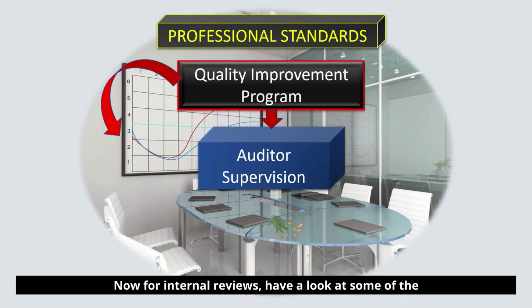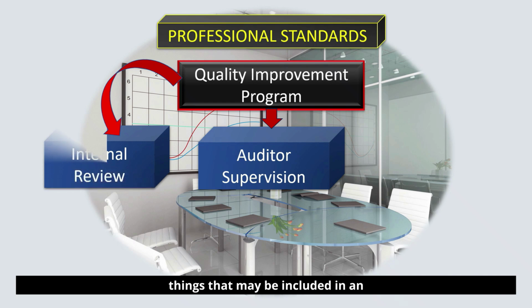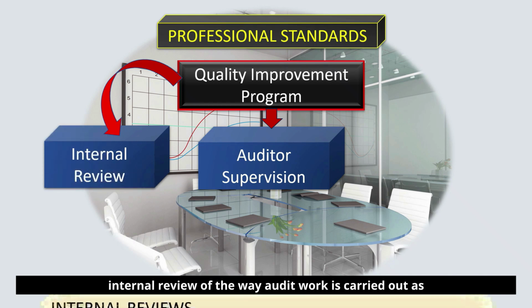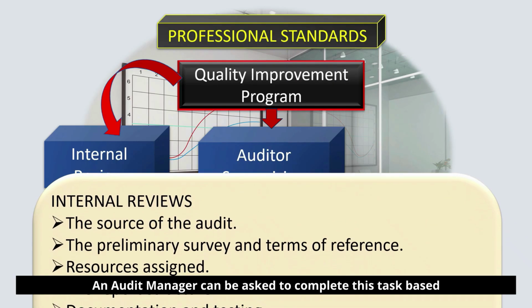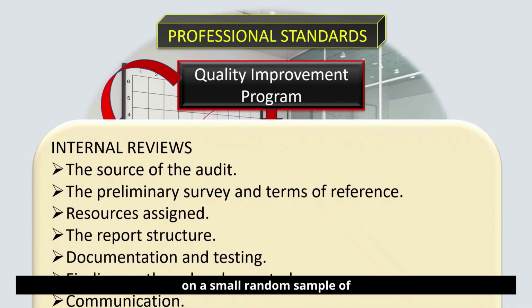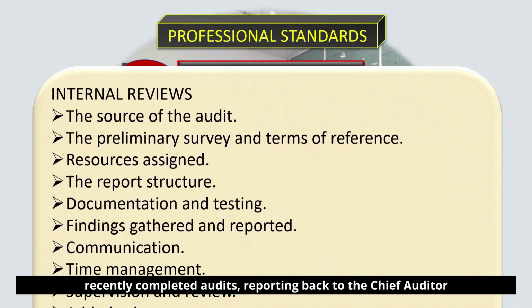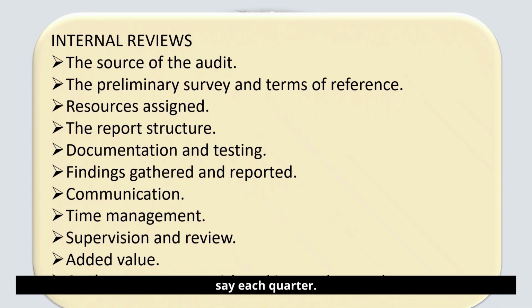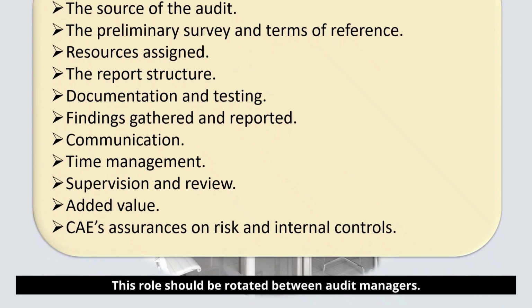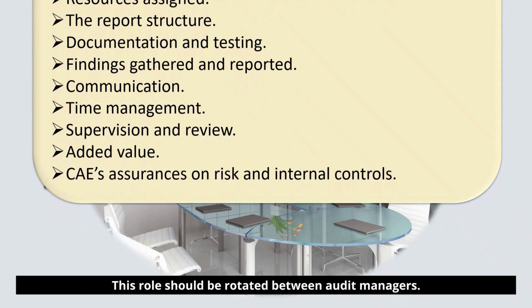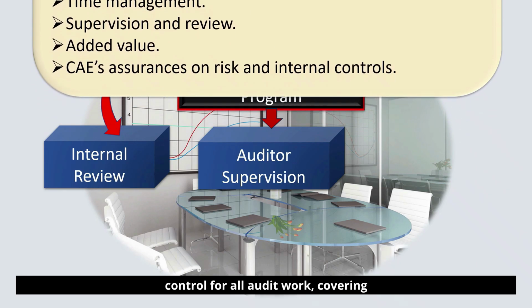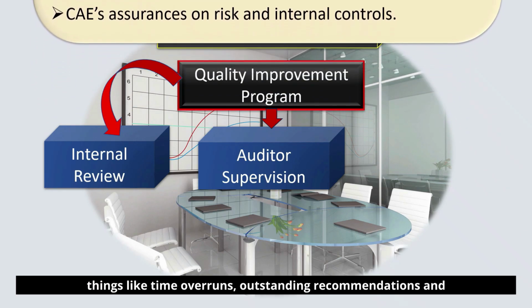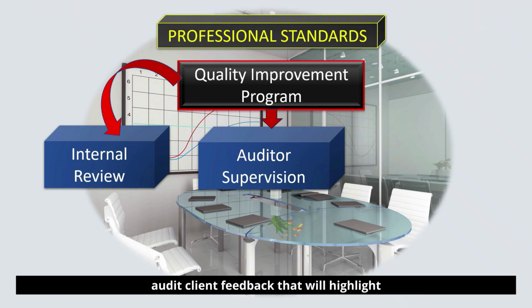Now for internal reviews, have a look at some of the things that may be included in an internal review of the way audit work is carried out as part of the quality arrangements. An audit manager can be asked to complete this task based on a small random sample of recently completed audits, reporting back to the chief auditor, say, each quarter. This role should be rotated between audit managers. Audit's key performance indicators would form a separate control for all audit work, covering things like time overruns, outstanding recommendations, and audit client feedback that will highlight isolated problems that need to be addressed.